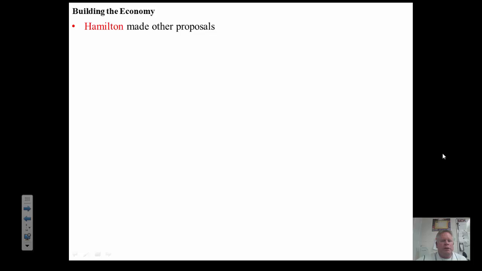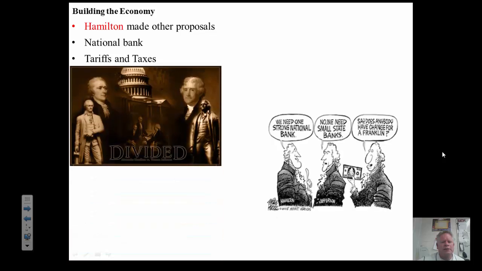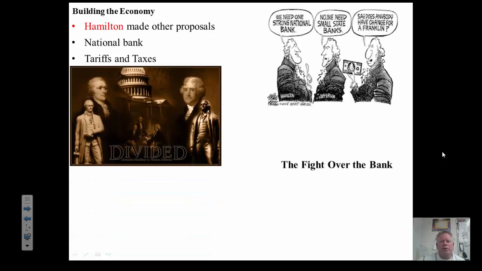So Hamilton had other things that he needed to include in his plan. He needed a national bank. He needed tariffs and taxes. Well, when he proposed the national bank, they started arguing about it. Here's Hamilton: we need a strong national bank. The Democrats and Jefferson: no, we need small state banks.